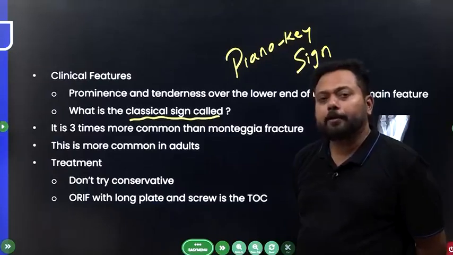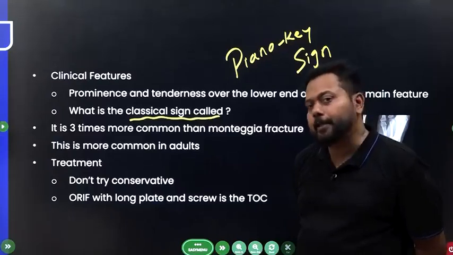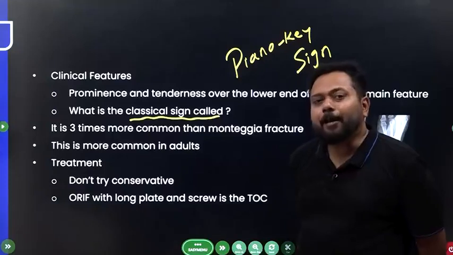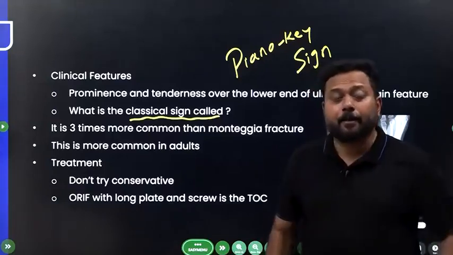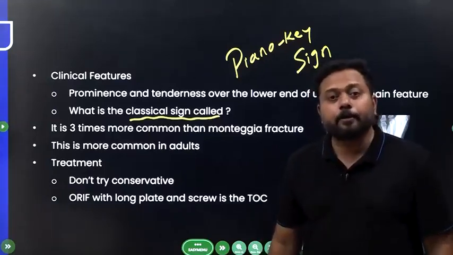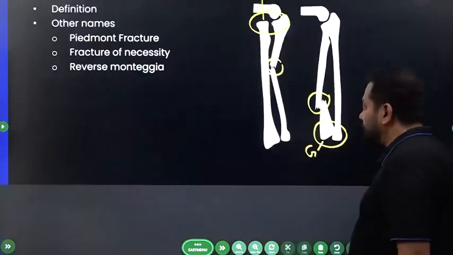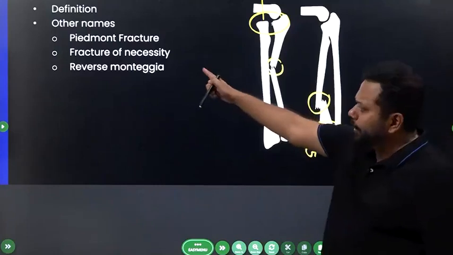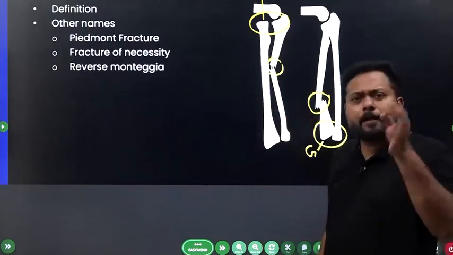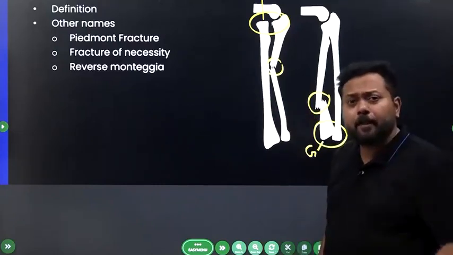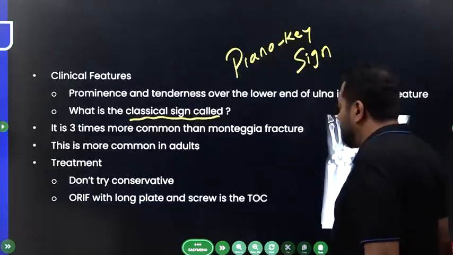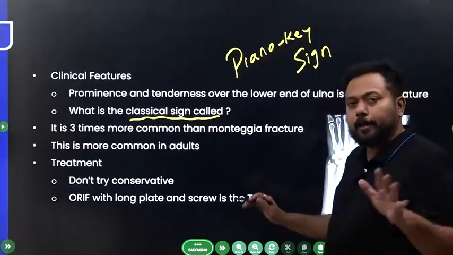And distal radioulnar joint disruption has to be addressed surgically. So, 100% surgery is necessary for Galeazzi fracture. So, it is called fracture of necessity. I told you it has one more name, fracture of necessity. Why is it called fracture of necessity? 100% surgery is necessary. So, it's called fracture of necessity. Okay, so don't try conservative.